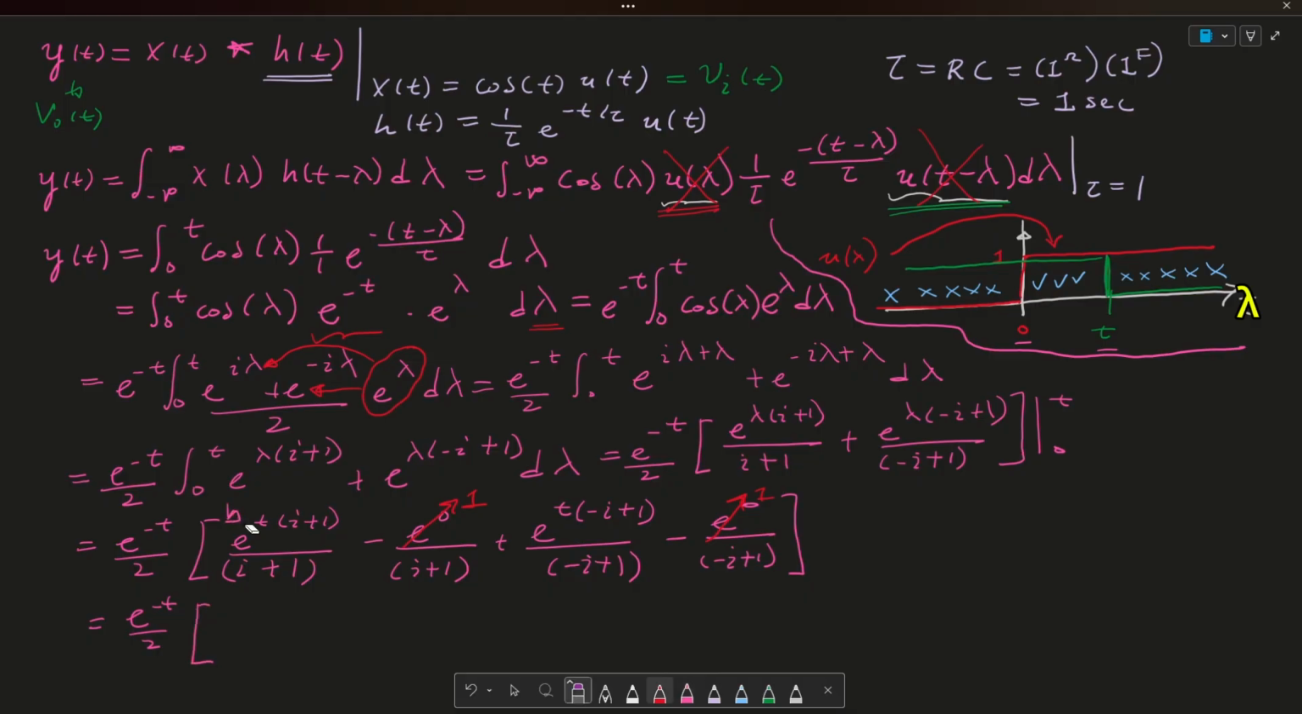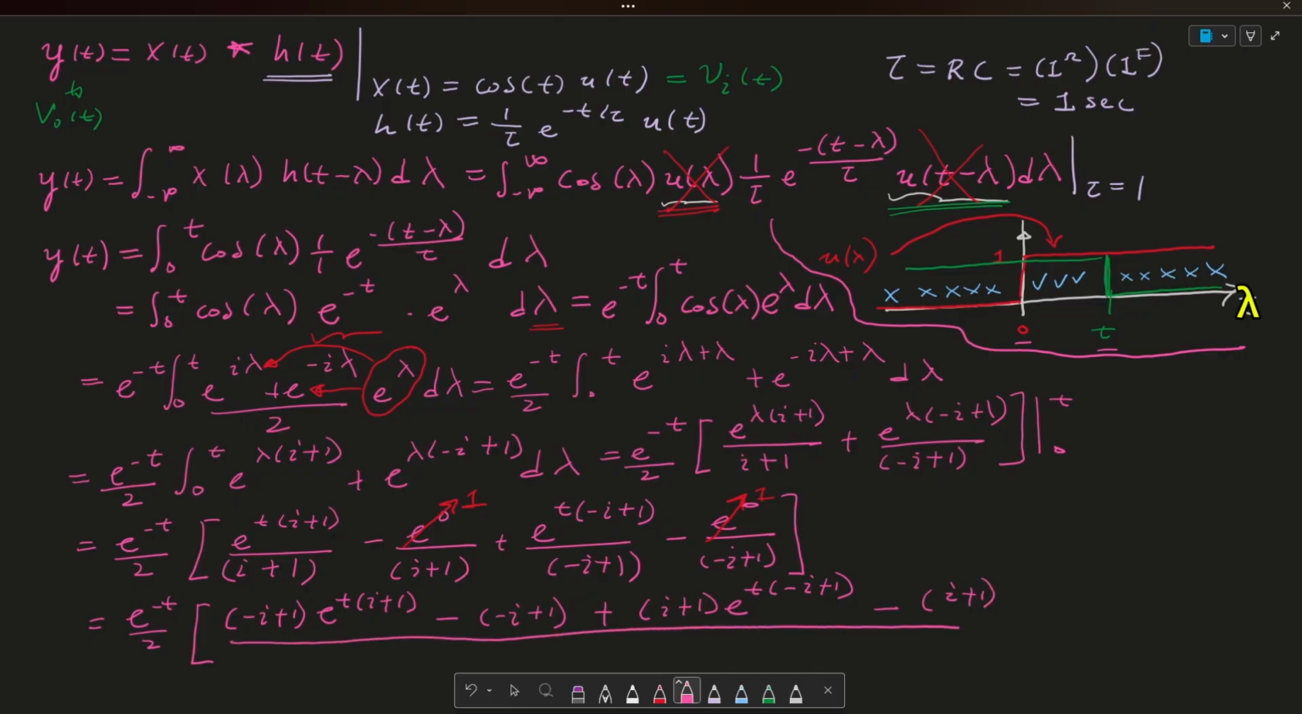this term here is missing a minus i plus 1. So minus i plus 1 times e to the t (i plus 1) minus, this one is missing a minus i plus 1, plus this one is missing an i plus 1. So then it's (i plus 1) e to the t (minus i plus 1). And then last but not least, minus (i plus 1), because that's what it's missing. And then you could put this all over (i plus 1) times (minus i plus 1).